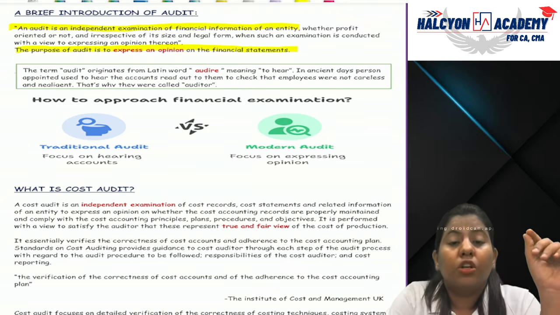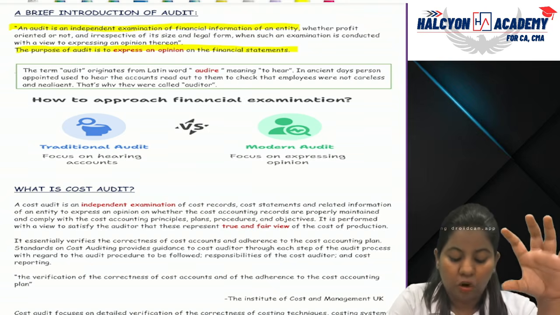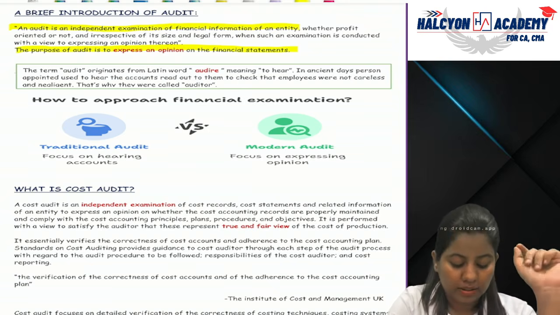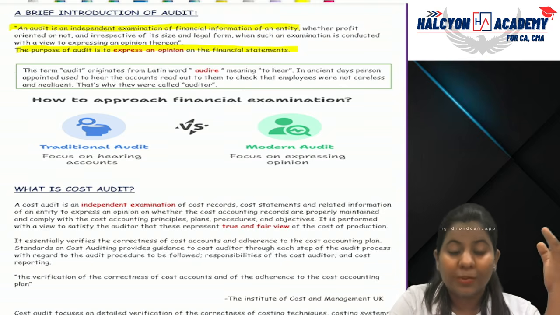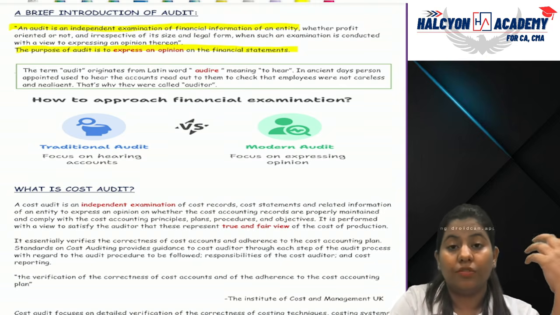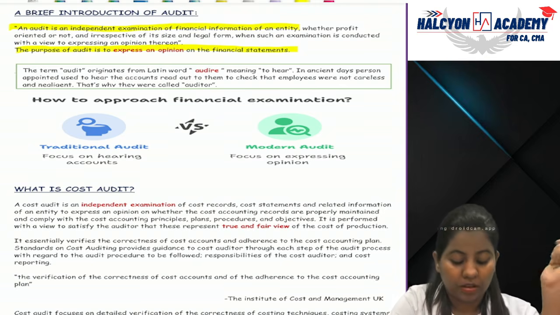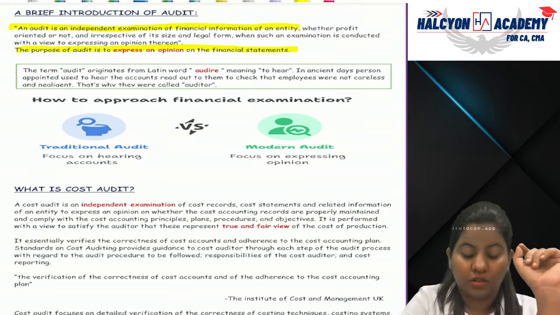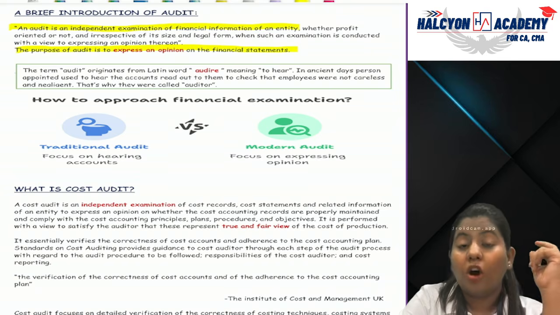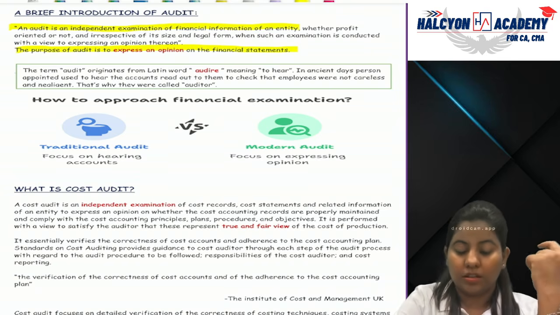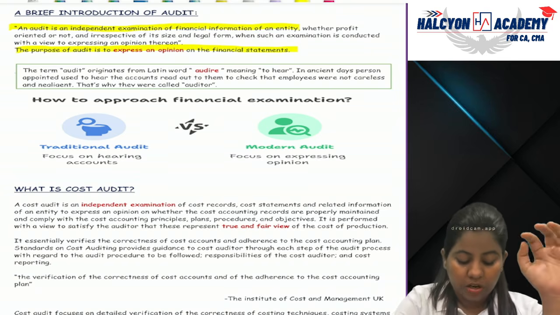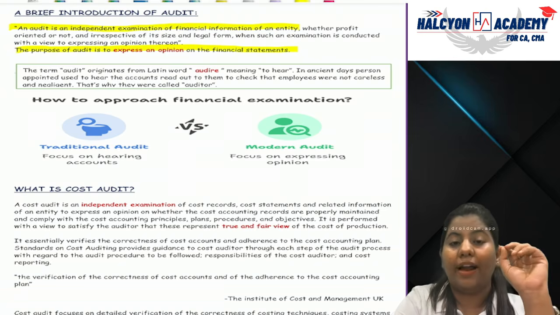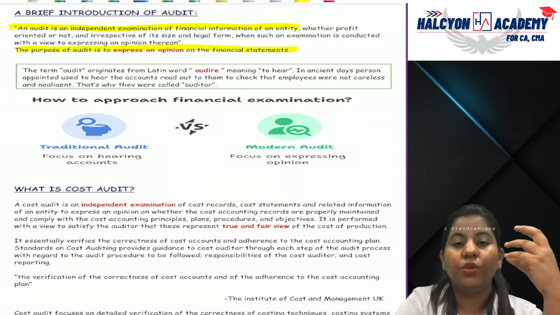Okay, so let's see the green box. What is written in the green box is the term. It is basically telling us the origin, from where the audit came into existence. The term audit originates from a Latin word audire, meaning to hear.